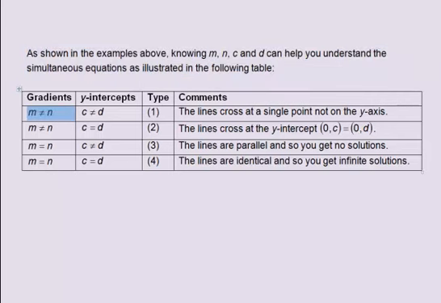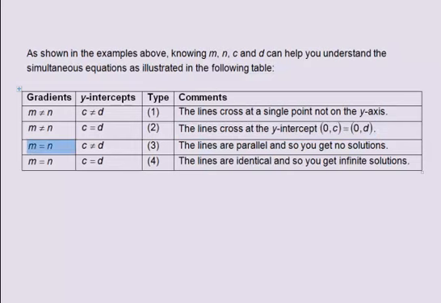When the gradient m does not equal n, and the y-intercept c does not equal d, this is type 1. The lines cross at a single point, not on the y-axis. If the gradient m does not equal n, but the y-intercept c is equal to the y-intercept d, this is type 2. The lines cross at the y-intercept, 0, c, which is equal to 0, d.